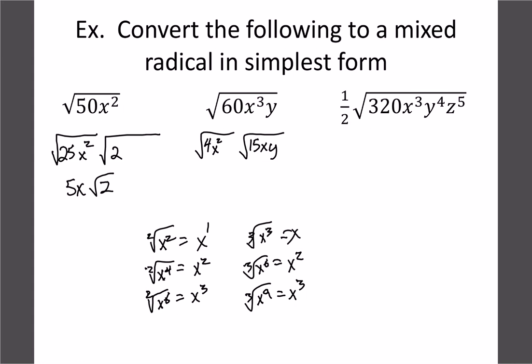So if it's a square root, we want to take out the biggest multiple of 2, which in both these cases would just be 2. There's nothing bigger than that. And that's it. So to simplify the first one, we get 2x, and the second one would stay as 15xy.